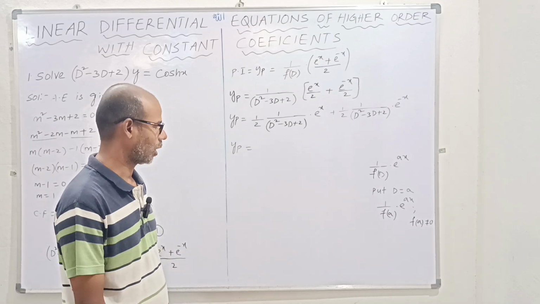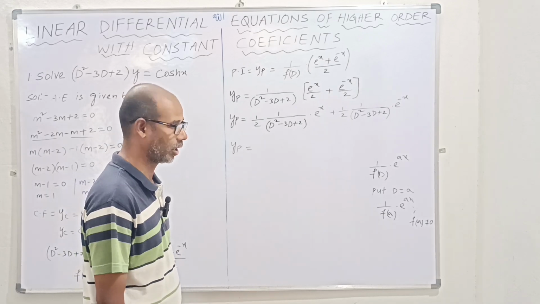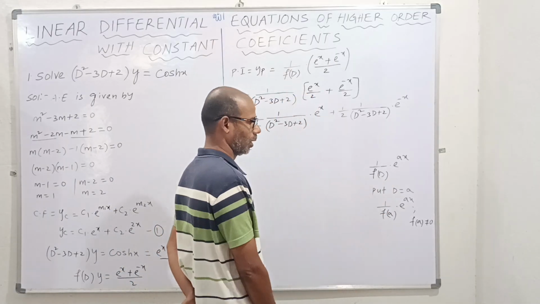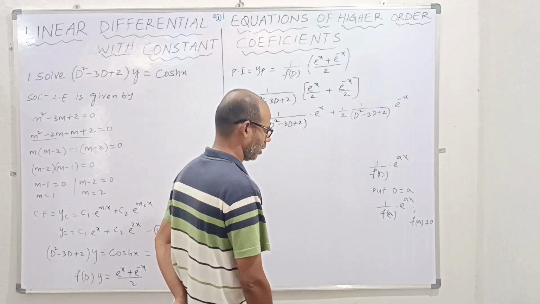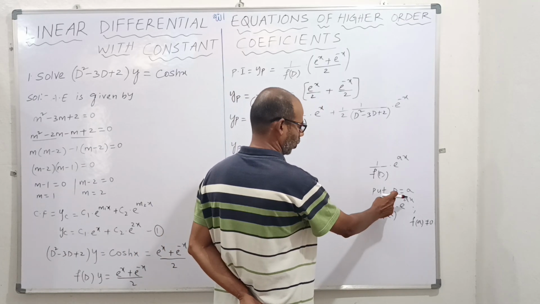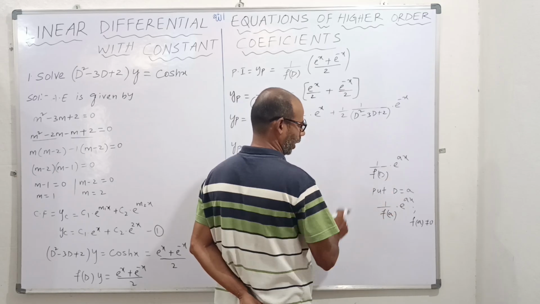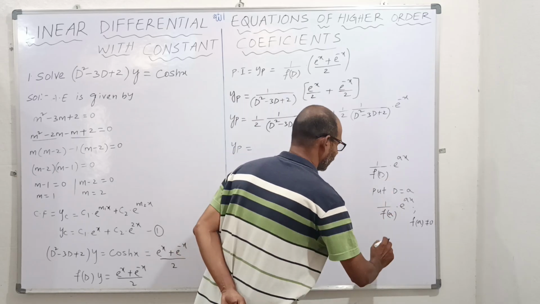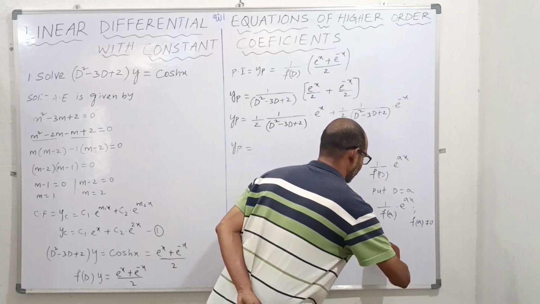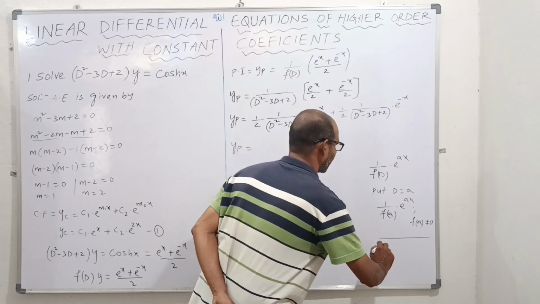Similarly, there is another case when the denominator becomes 0. When we are putting D equals a in the denominator and the denominator is becoming 0, that is the second case, okay. So that is the second case.